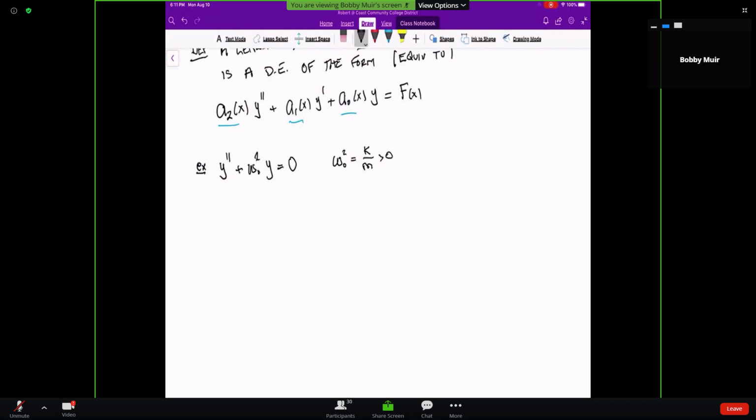Okay, so if the function f of x is identically equal to zero, and we have the differential equation a2 of x, y double prime, plus a1 of x, y prime, plus a0 of x, y equals zero, this is called a homogeneous differential equation. Set it equal to zero.